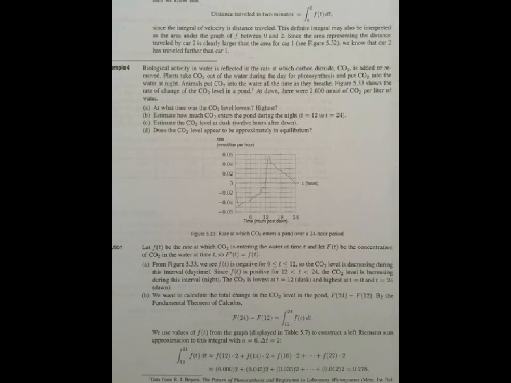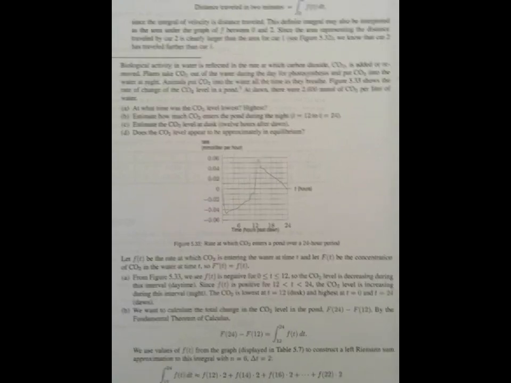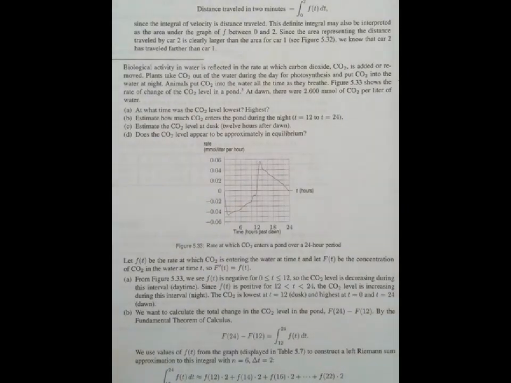I'm going to zoom in so we can see it better, but this is on page 260 in your book. It's a really fine example of how science uses math, even in areas that wouldn't seem very mathy if you're just studying them in school. Look at this situation. Biological activity in water is reflected in the rate at which carbon dioxide, CO2, is added or removed. Plants take CO2 out of the water during the day for photosynthesis and put CO2 into the water at night. Animals put CO2 into the water all the time as they breathe.